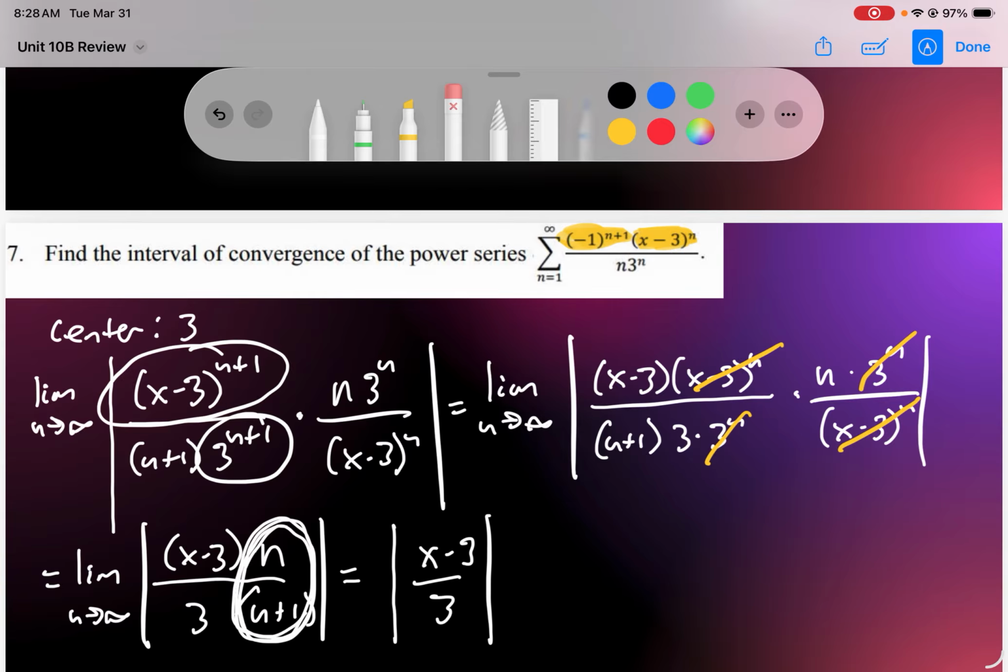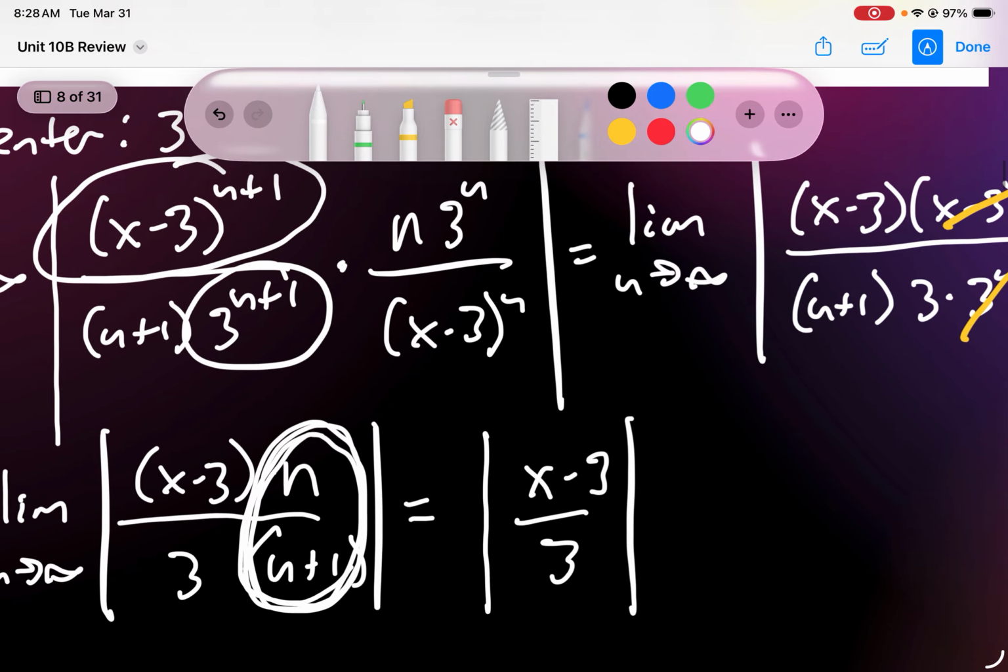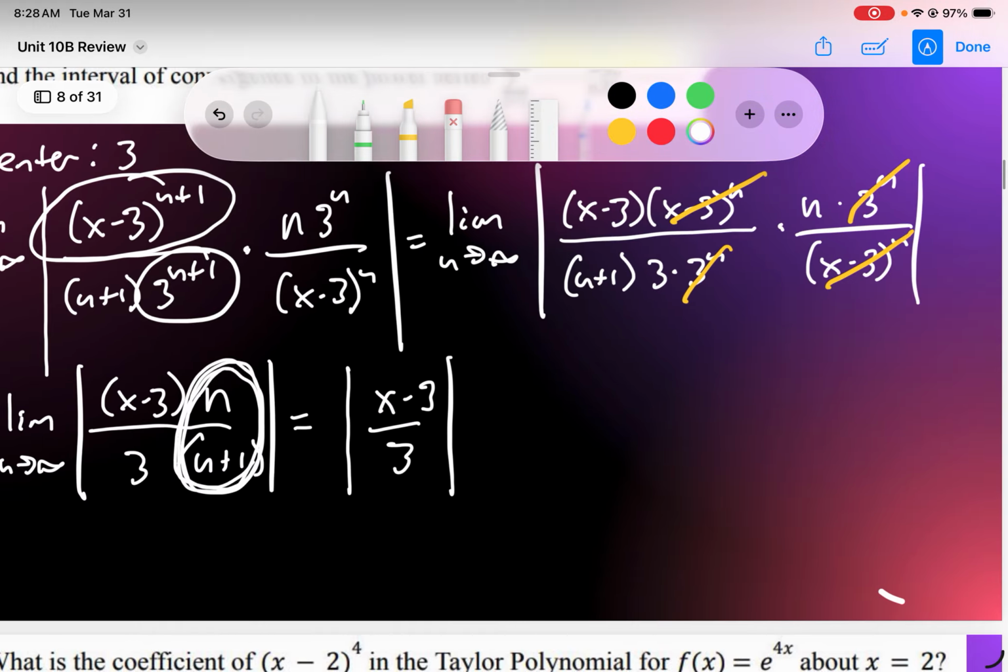But when I have this statement, I'm trying to basically figure out, okay, all the n's cancel each other out. We want to find out what makes this geometric. So I'm gonna start a new statement. I'm gonna say x minus 3 over 3. I want to find out what values of x make that less than 1 in absolute value. That's the geometric series test, basically. If the r number is less than 1 in absolute value, it converges.